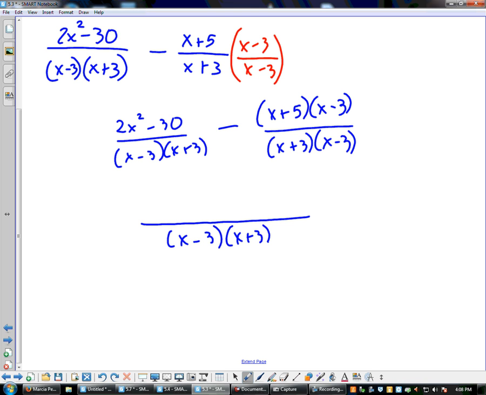And we may actually want to multiply this out using FOIL first, Ms. Bella. Okay, so let's FOIL that out real quick before we combine these.